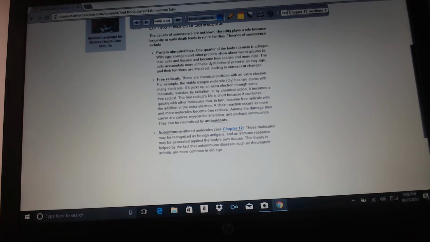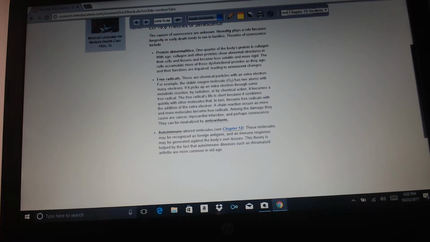Free radicals: these are chemical particles with an extra electron. For example, the stable oxygen molecule has 2 atoms with many electrons. If it picks up an extra electron through some metabolic reaction, by radiation or by chemical action, it becomes a free radical. The free radical's life is short because it combines quickly with other molecules that in turn become free radicals with the addition of the extra electron. A chain reaction occurs as more and more molecules become free radicals. Among the damage they cause are cancer, myocardial infarction, and perhaps senescence. They can be neutralized by antioxidants.